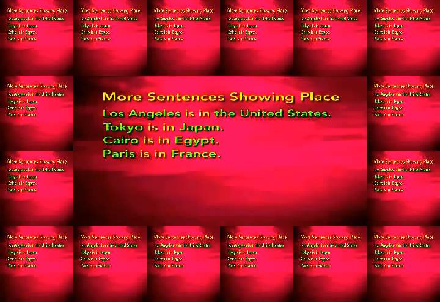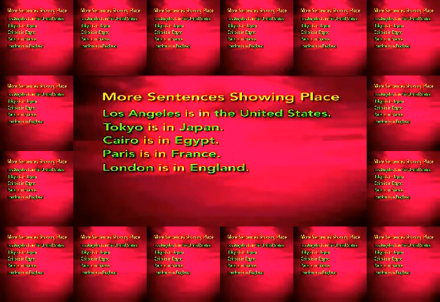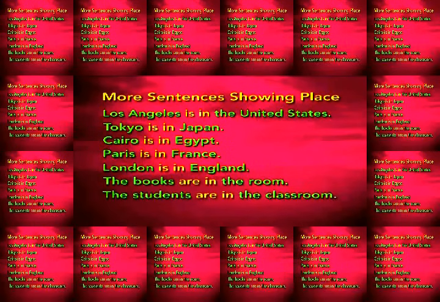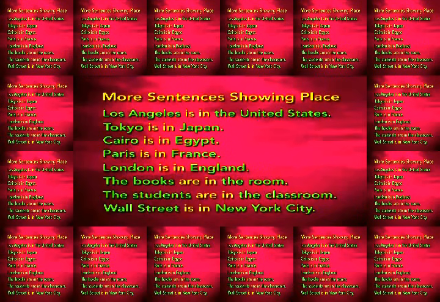Okay, here are some more sentences showing place. Los Angeles is in the United States. Tokyo is in Japan. Cairo is in Egypt. Paris is in France. London is in England. The books are in the room. The students are in the classroom. Wall Street is in New York City. Let's practice some sentences now for location.